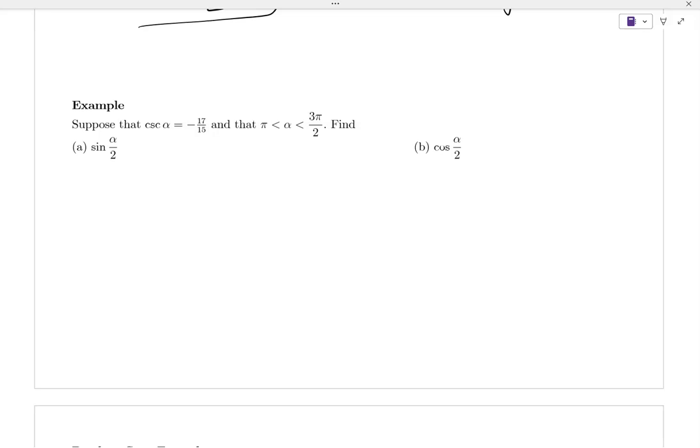All right, so again, the first thing I want to do is use my information here and draw a triangle. So for this one, they tell me that my angle is between pi and 3 pi over 2. So what quadrant should I draw my reference triangle in? 3. We're given that cosecant of alpha is negative 17/15. So what sides can we label? 17 and negative 15. Okay, 17 is the hypotenuse, and the negative 15 is opposite. Good. We can figure out the adjacent side using Pythagorean theorem. Using your Pythagorean theorem, you should get negative 8.